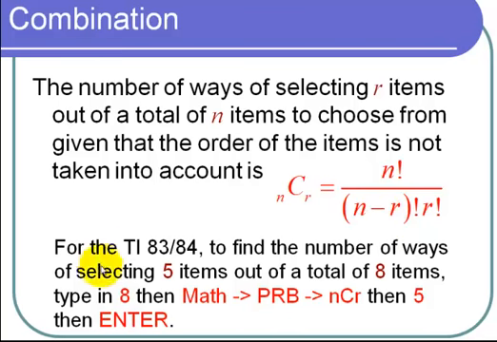If you use a TI-83 or 84, or actually 89 also, and some other calculators, if we want to find the number of ways of selecting 5 items, for example, out of a total of 8 items, then we can type in 8, and then in the calculator, and I'll show you this in a minute, we go to Math, PRB, then nCr, then we type in a 5, and then hit Enter. And that will give us 8 nCr 5. So let's use it in kind of a fun way.